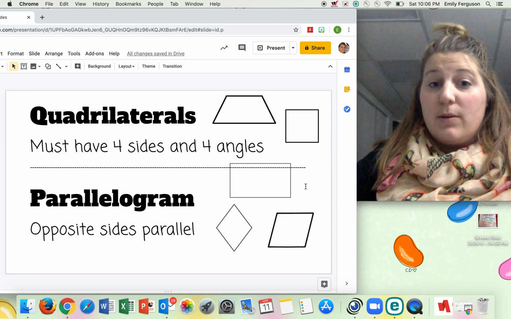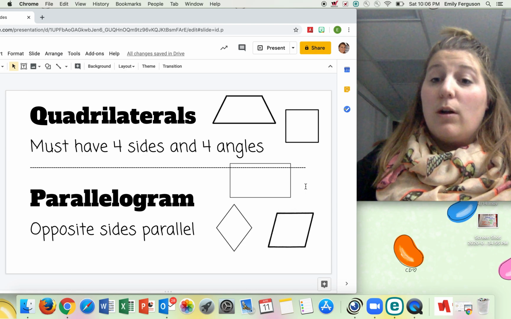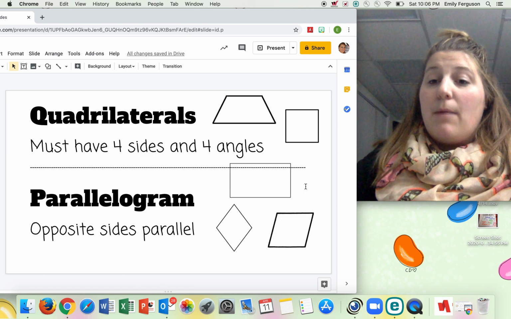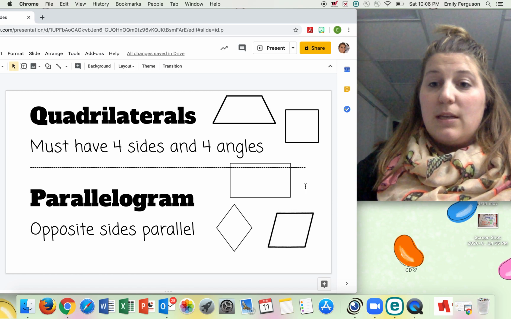And that's what your assignment's going to be over today. You're going to look at a quadrilateral shape and you're going to be able to describe all the properties that are the same, but the properties that are different as well. What's keeping them from being the exact same?